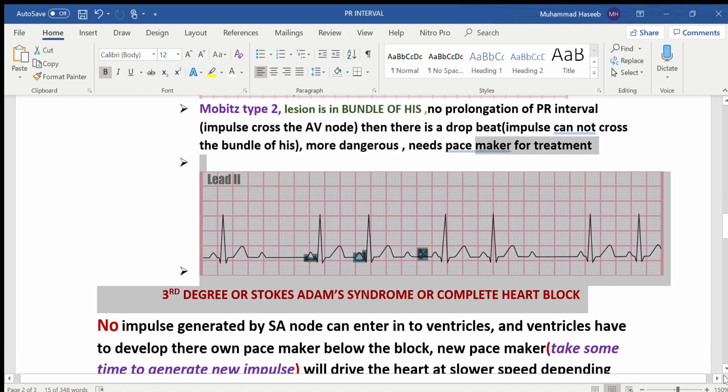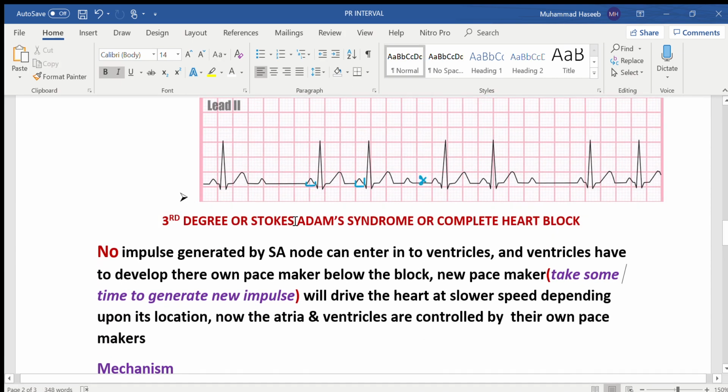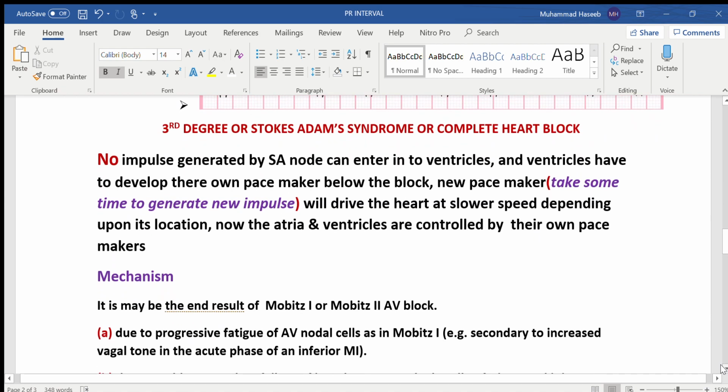Now we will move to third degree heart block, also called Stokes-Adams syndrome or complete heart block. What happens here? No impulse generated by the SA node can enter the ventricle. That means impulses are generated by the SA node, so the SA node functions normally. But the impulses generated by the SA node travel toward the ventricle.